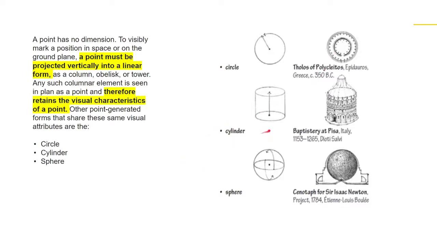So you have your cylinder. Your cylinder has a central point, projected vertically. This is another example of your columns, like the baptistery at Pisa, Italy. And then you have your sphere. A sphere has a central point in all of its sides, therefore creating this sphere-like shape. An example is the cenotaph for Sir Isaac Newton. It is usually depicted in a dome-like precedence, but it's actually a sphere.